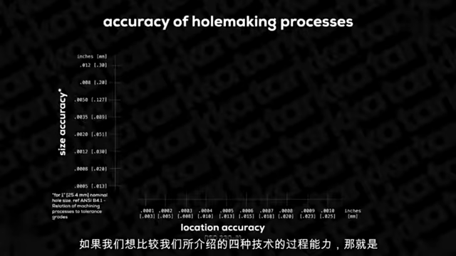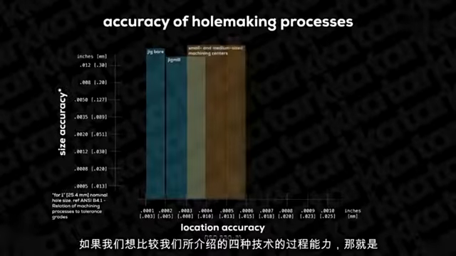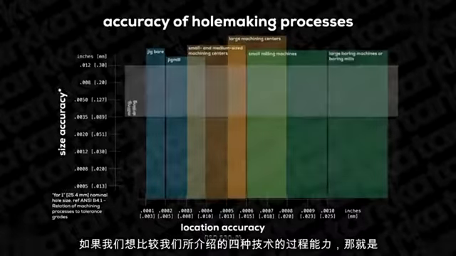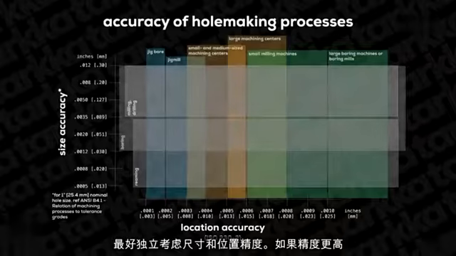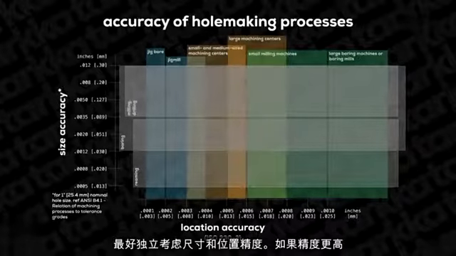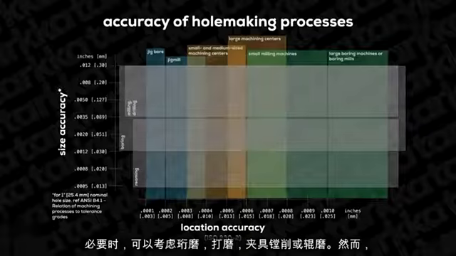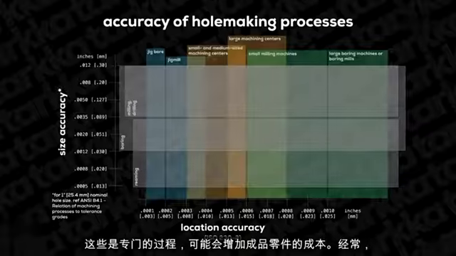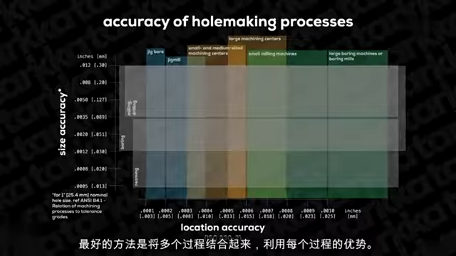If we want to compare the process capabilities of the 4 techniques we've covered, it's best to think about size and location accuracy independently. If even greater precision is required, honing, grinding, jig boring, or roller burnishing may be considered. However, these are specialized processes that can add substantial cost to a finished part. Often, the best approach involves combining multiple processes, leveraging the strengths of each.